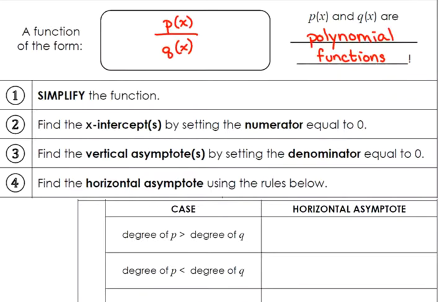Because if we're on the x-axis, our y value is 0. That means our function equals 0. The only way that's going to happen is if the numerator equals 0.